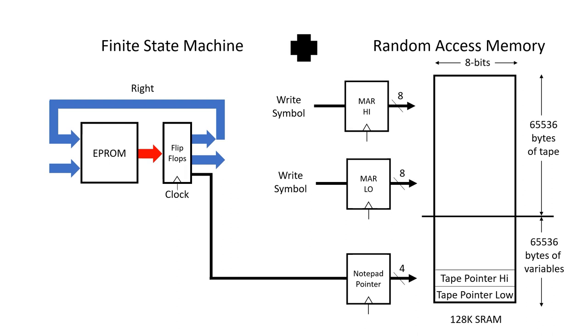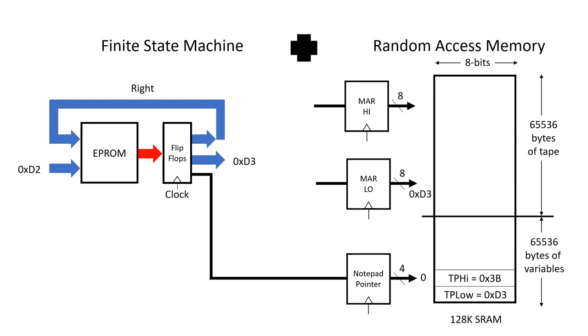This has its own addressing register, which is directly connected to the finite state machine. Here I've called it the notepad register, which is 4 bits wide. We set it to be 0, we read the D2, we write back D3, and we also write it into our memory address register low.